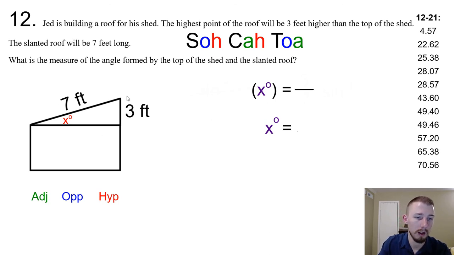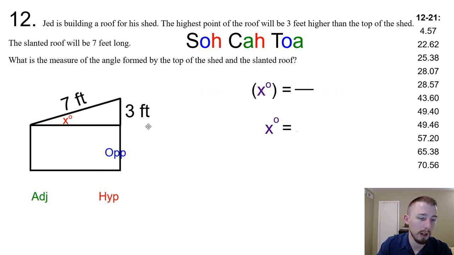So the highest point on the roof is 3 feet higher than the top of the shed. So I kind of drew that out for you. The slanted roof will be 7 feet long, so that's the slant height here, which is going to be a length along the side. What's the measurement of the angle formed by the top of the shed and the slanted roof? So basically that's going to be what's the incline or the slope of the roof.